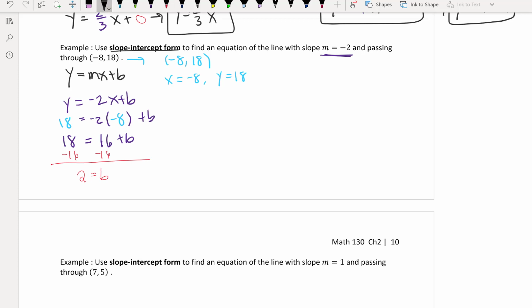So my equation here is going to be y is equal to mx plus b, where y is equal to the slope that I found, which was negative 2, x, plus my b value, which was 2.